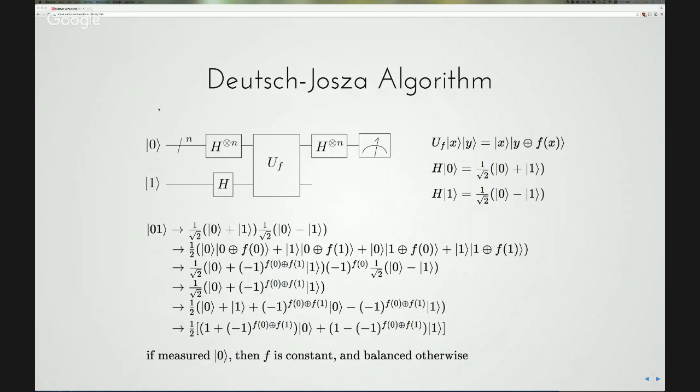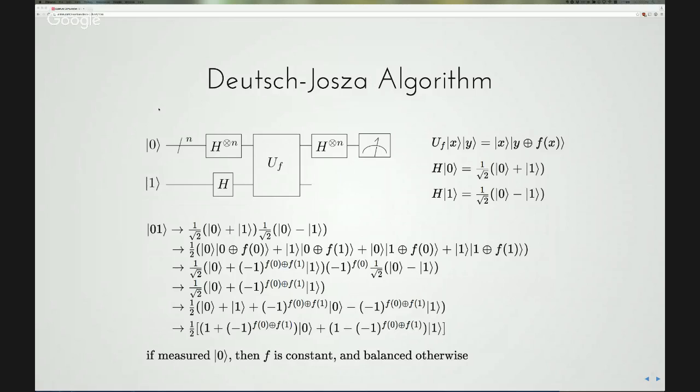And then after you reorganize the terms, what you really notice is this: if f of 0 or f of 1 is 0, is f balanced or constant? Constant? Yeah, that's right, it's constant. So that's exactly why, after performing all the computation, we measure the first qubit. If the first qubit outputs 0, then f is constant, and it's balanced otherwise. Because you see that this term will be either 0 or 1, based on whether f is constant or balanced.